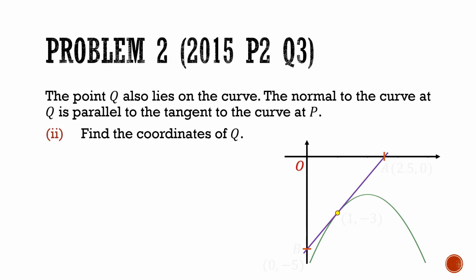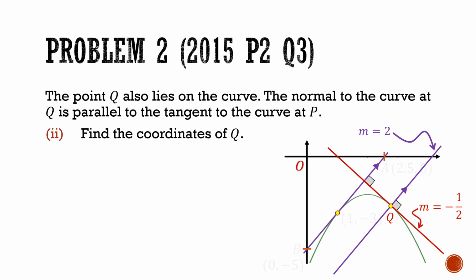So in part II, we need the coordinates of Q, and Q is a special point on the curve where the normal is parallel to the tangent that we have found earlier. So the tangent at point Q is perpendicular to the normal as well as the tangent that we have found earlier. And since the tangent earlier has a gradient of 2, the tangent at Q must have the negative reciprocal, which is -1/2.